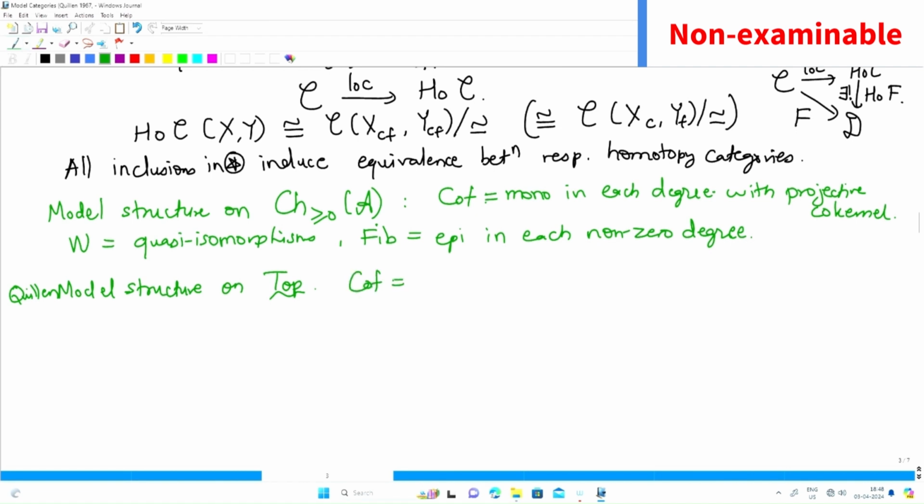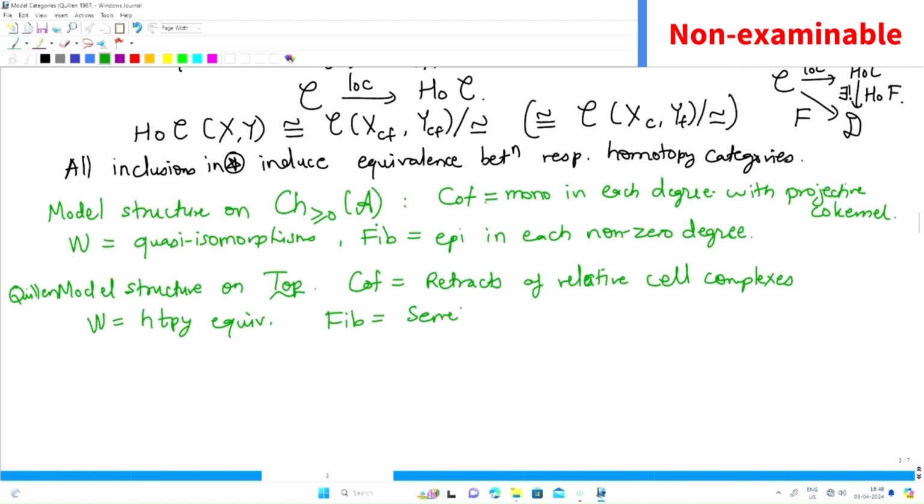Cofibrations are retracts of, just for the record, retracts of relative cell complexes. I will talk more about this when I describe cofibrantly generated model structures. Relative cell complexes I already explained, very loosely. Then W is homotopy equivalences. Obviously, that is what you want to invert, and fibrations are the so-called Serre fibrations.